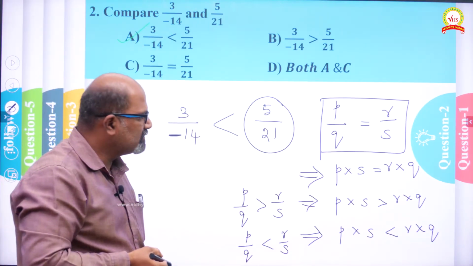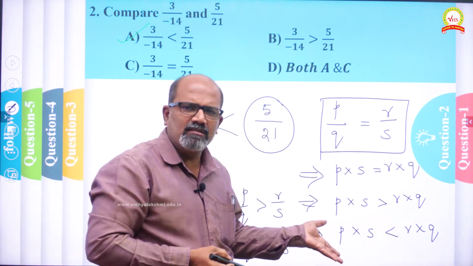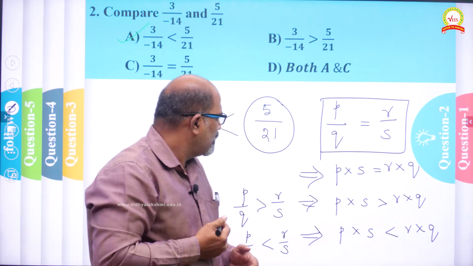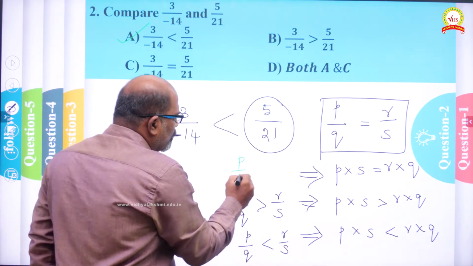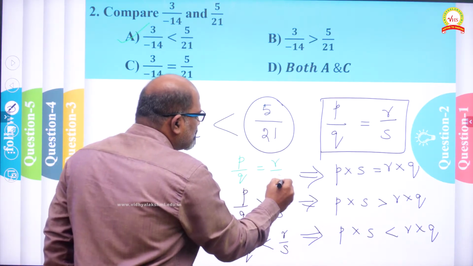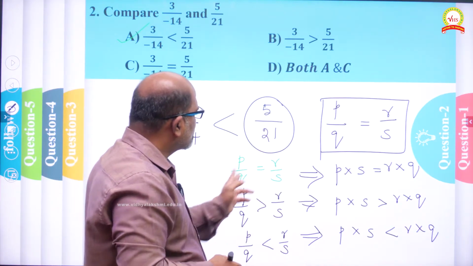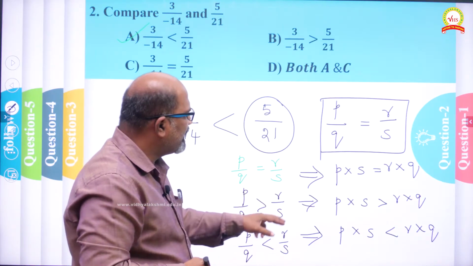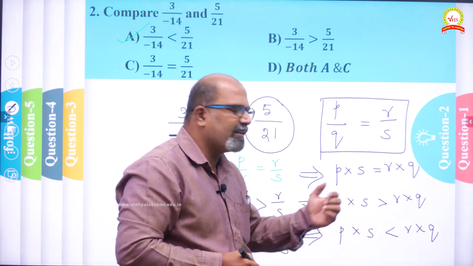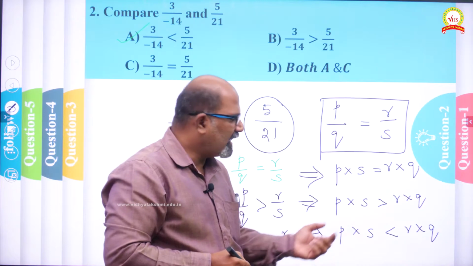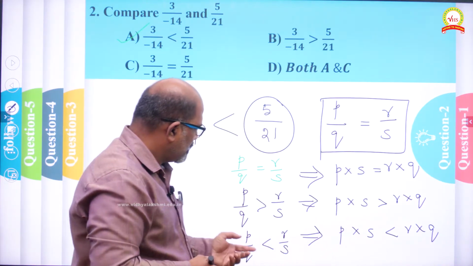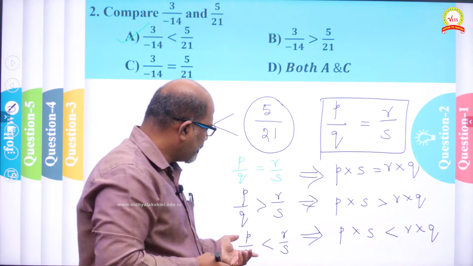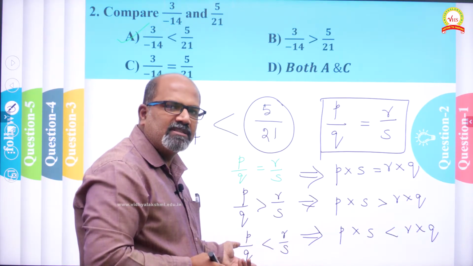Do you understand? We have all these verification rules. If P by Q is equal to R by S, then their cross products will be equal. If P by Q is greater than R by S, then the cross product on the left hand side will be greater. In the same way we have it for lesser than, for comparison of rational numbers like this.